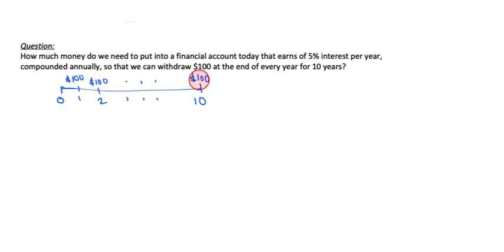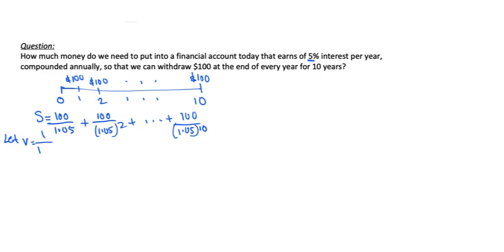The financial equivalent of the lump sum amount we need today is the summation of the present value of each cash flow. The first $100 will be discounted for 1 year, the second $100 will be discounted for 2 years, and so on. Once again, for ease of calculation, let v equal 1 over 1.05. So now our summation becomes 100v to the power of 1 plus 100v to the power of 2, and so on until 100v to the power of 10. We can see that each term is being multiplied by v.